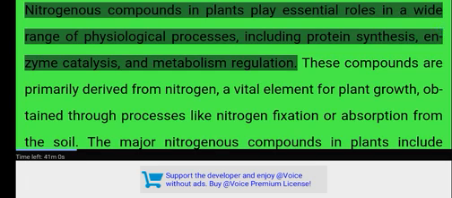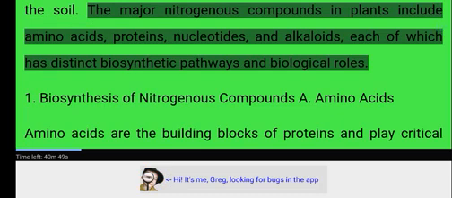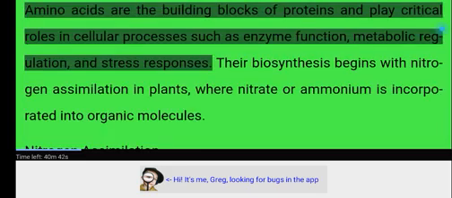Nitrogenous compounds in plants play essential roles in a wide range of physiological processes, including protein synthesis, enzyme catalysis, and metabolism regulation. These compounds are primarily derived from nitrogen, a vital element for plant growth, obtained through processes like nitrogen fixation or absorption from the soil. The major nitrogenous compounds in plants include amino acids, proteins, nucleotides, and alkaloids, each of which has distinct biosynthetic pathways and biological roles. 1. Biosynthesis of nitrogenous compounds and amino acids.